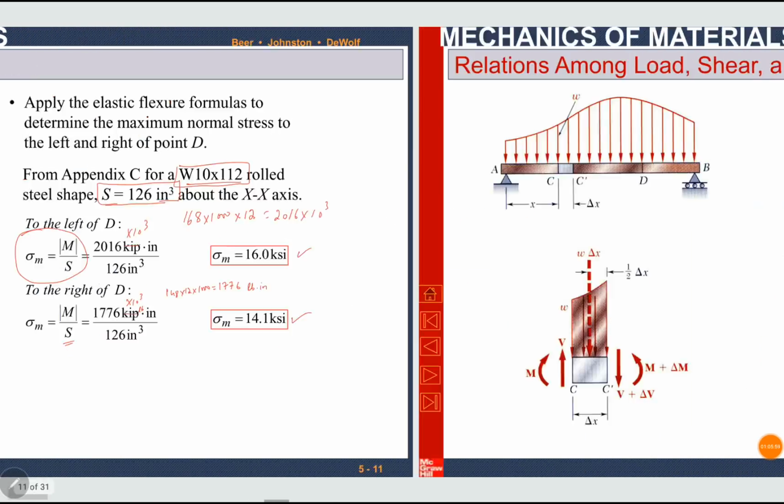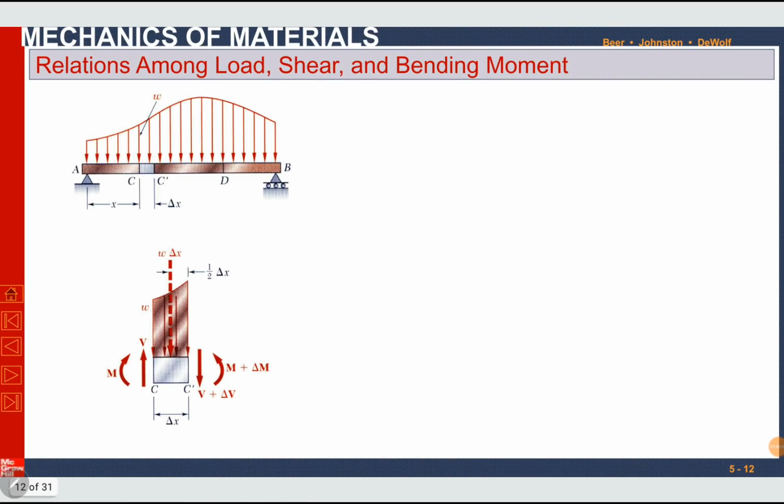The next topic is relations among load, shear and bending moment. Previously we have drawn shear force and bending moment diagrams by sectioning the beam. Now we will derive some relationships between load and shear force, so that we can find an expression for shear force from the load, and then a relationship between bending moment and shear force. So in this topic we will discuss those relationships.